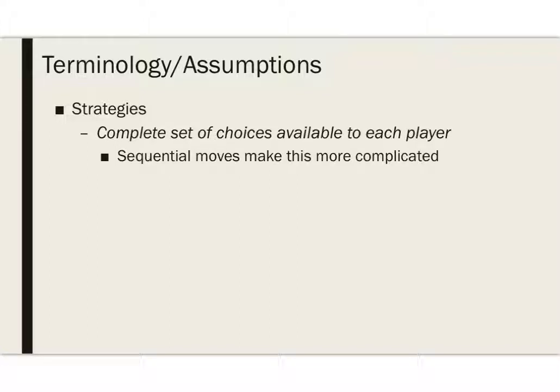So it could be I can price high or low, or I can price at a different level, or I could advertise or not advertise. I could do all kinds of different things. Now, when the game is sequential, it becomes more difficult because my strategies are dependent on what's happened before me and what may happen after me. But it's still pretty straightforward to model and solve, and we'll talk about that moving forward.